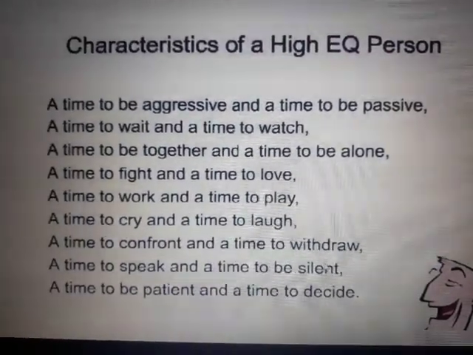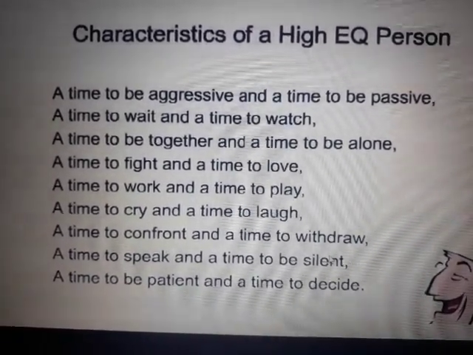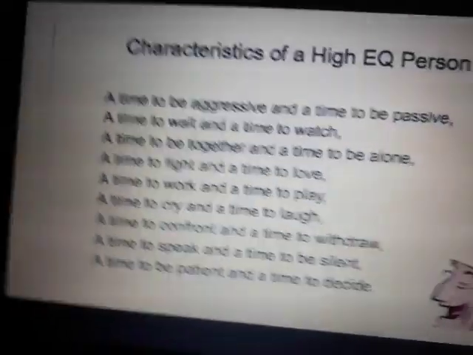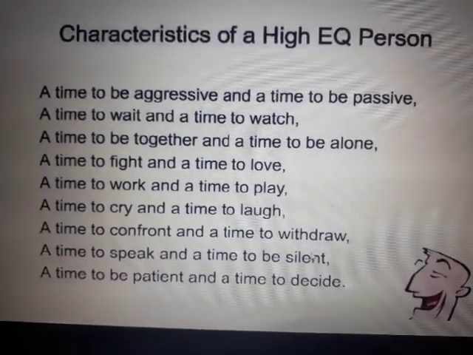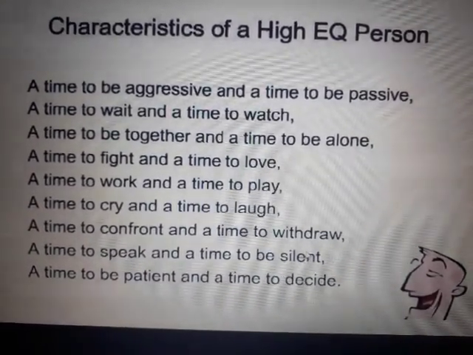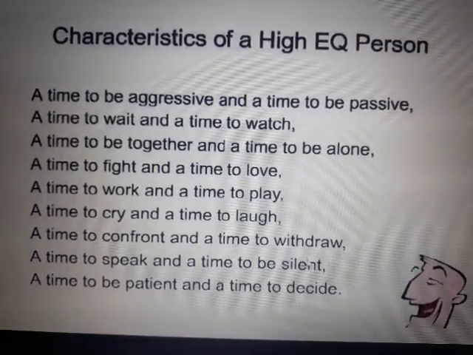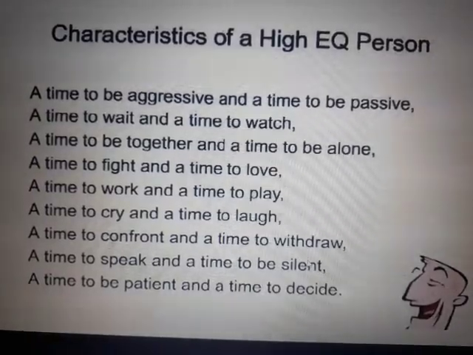However, a person with high emotional quotient or emotional intelligence thinks like this: there is a time to be aggressive and a time to be passive, and he will base his reaction according to that. He knows that there's a time to wait and a time to watch. There's a time to work and a time for play. That you cannot mix play and work. So these are some of the characteristics of a person with high emotional intelligence.